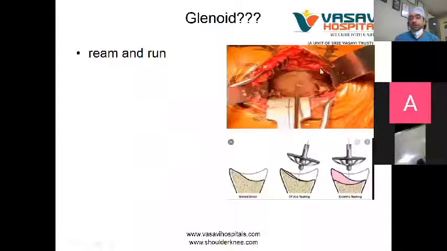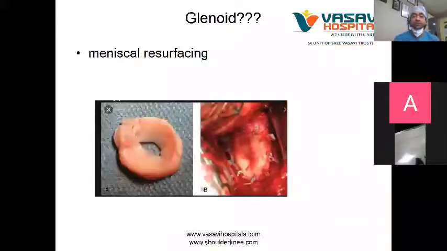it aids growth of fibrocartilage. Obviously not hyaline cartilage. It aids growth of fibrocartilage so that the articular surface becomes smooth for a metal surface of the humerus to work on it. So this is one of the options. The second option is a meniscal allograft.